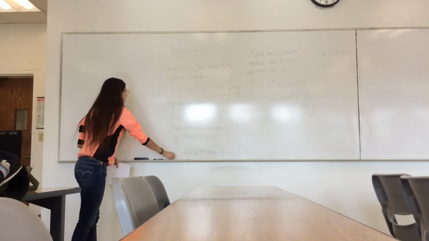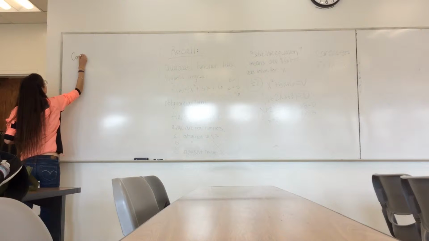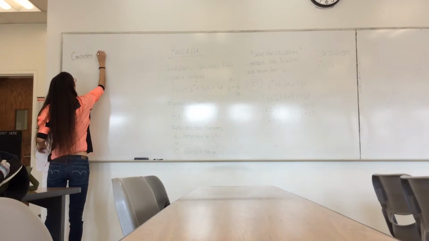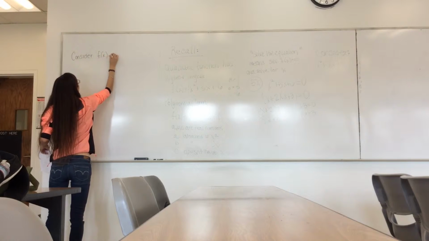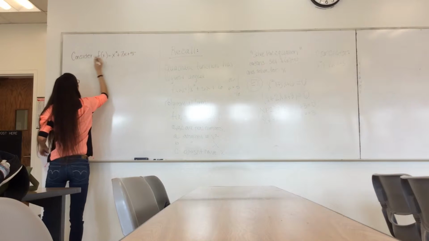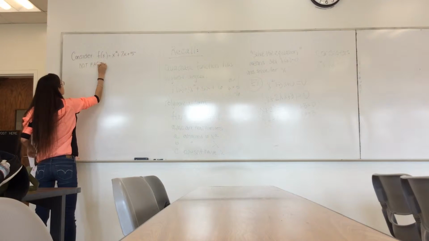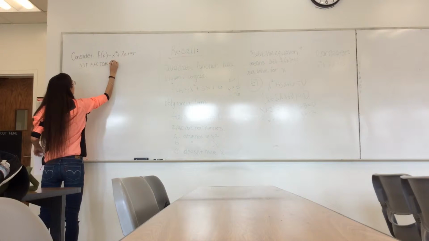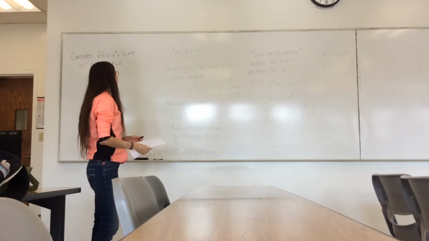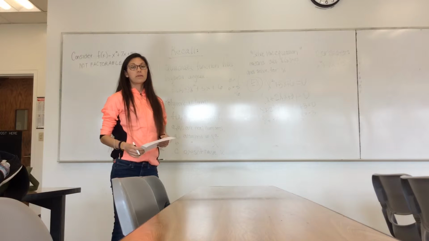So let's rewrite that over here. Consider f(x) = x squared plus 7x plus 5. Not factorable. Okay, so if we can't factor it, there must be a different method to solve that equation. So that's exactly what brings us to our goal today, and that's the quadratic formula.